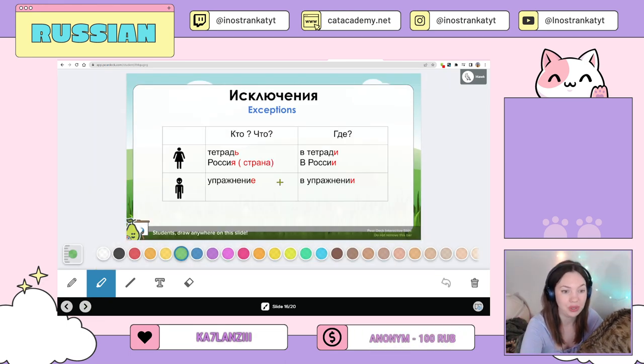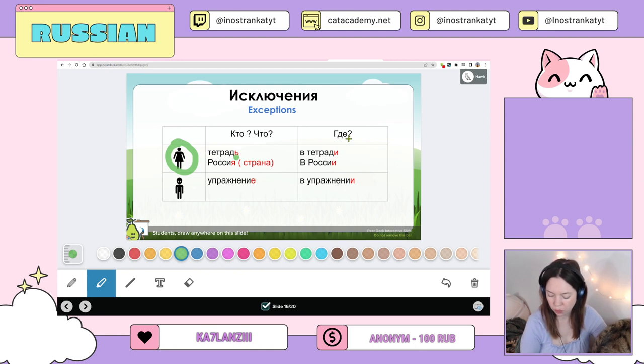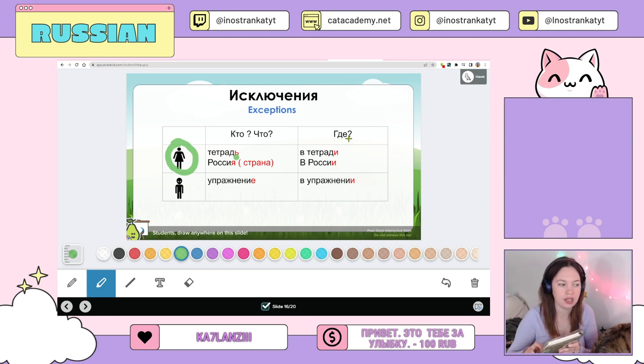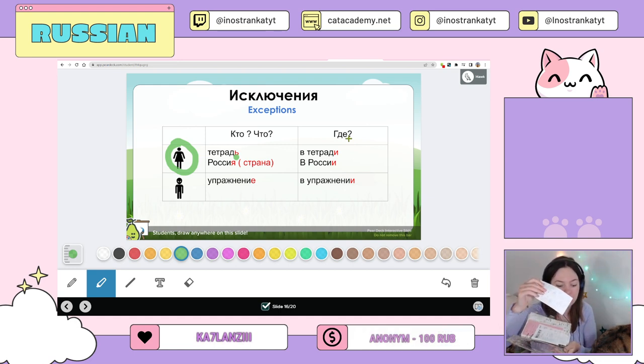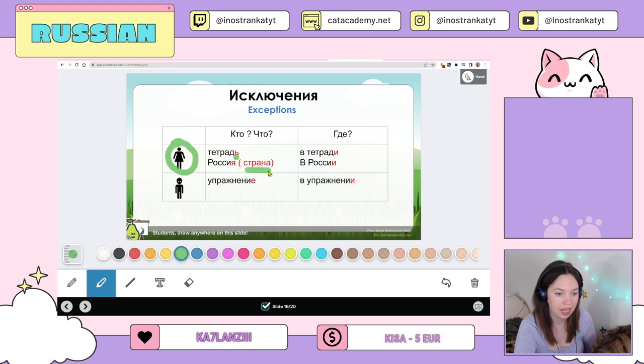So, exceptions is исключение. If a word that belongs to feminine gender ends with мягкий знак, we will write и at the end. В тетради. Где? В тетради. So, where are your notes, or where have you written something? Тетрадь is a notebook. В тетради. Next one. If it's a name of a country, страна is a country, and it ends with the letter я, it's still feminine gender because it ends with я, but it's the name of a country.